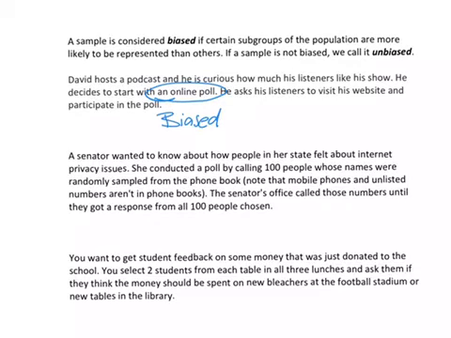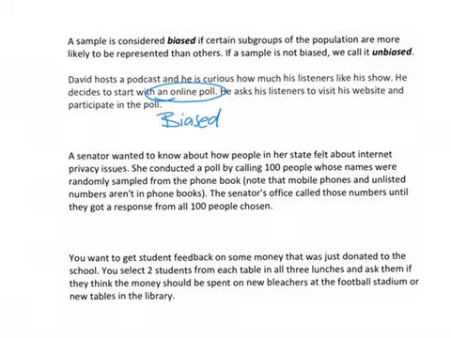If we go down to this next one, a senator wanted to know about how people in her state felt about internet privacy issues. She conducted a poll by calling 100 people whose names were randomly sampled from the phone book. Note that mobile phones and unlisted numbers aren't in the phone book. The senator's office called those numbers until they got a response from all 100 people chosen. So biased or unbiased?